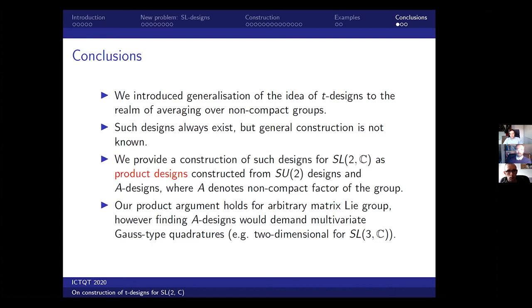Basically, if we would like to generalize this to the case of an arbitrary matrix group, this product form would survive. It does not depend on the choice of the group. However, in general, we would need multivariate Gauss-type quadratures. For example, in the case of SL3C, this non-compact part has two real parameters, so we would need to resort to multivariate Gauss-type quadratures. It's a bit more complicated, and our work does not cover this case. But in principle, such a generalization should be possible.